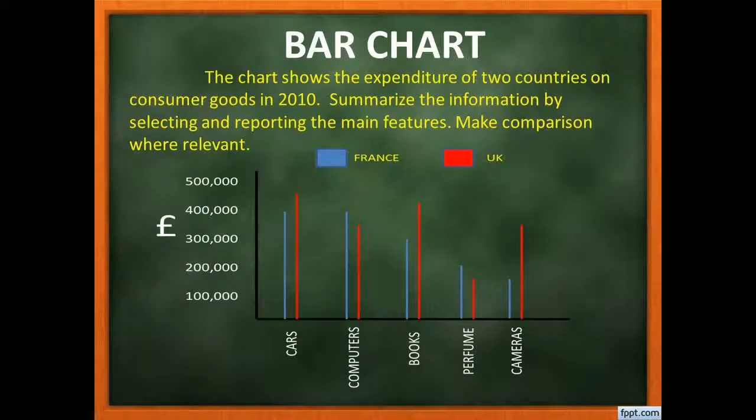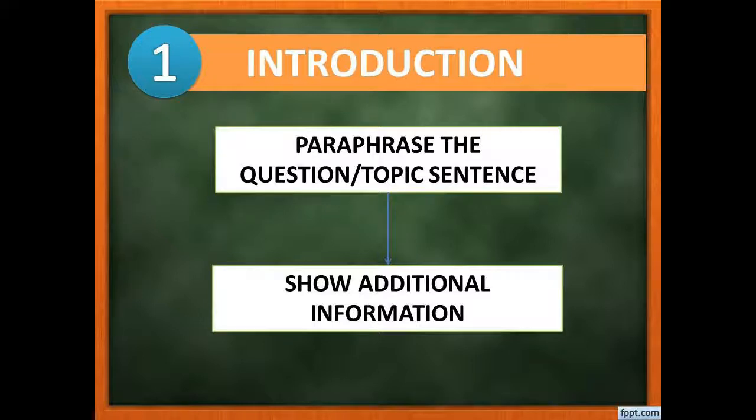The following is an example of a bar graph, and let me read the description. The chart shows the expenditure of 2 countries on consumer goods in 2010. Summarize the information by selecting and reporting the main features. Make comparison where relevant. Here there are 2 countries. We have France in blue and UK in red. We also have 5 consumer goods. These are cars, computers, books, perfume, and cameras. We have also numerical data from 100,000 to 500,000, and we have a unit of measurement, which is the pounds sterling. Now, let's begin with our introduction.